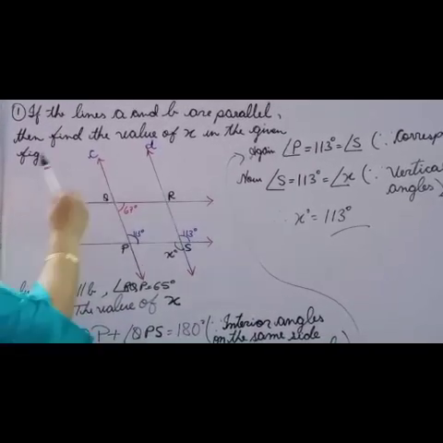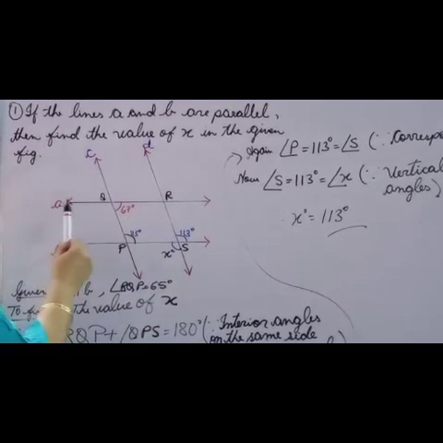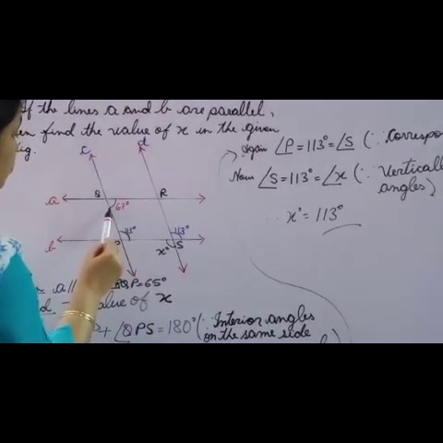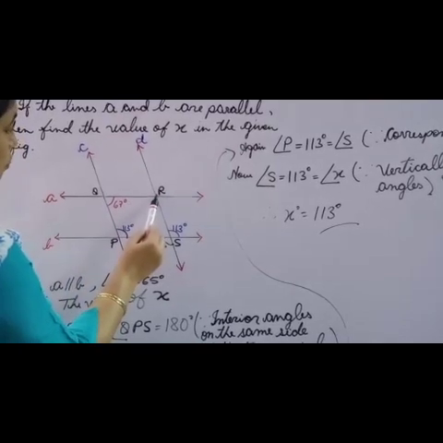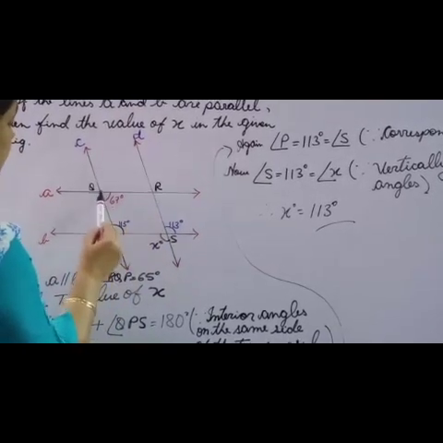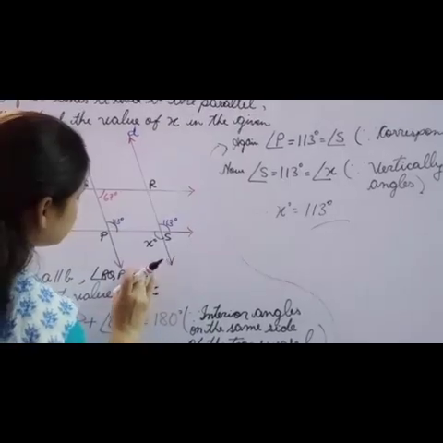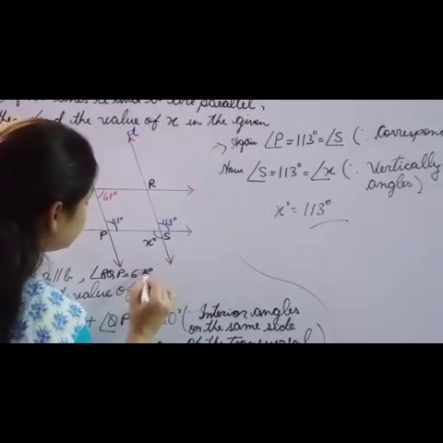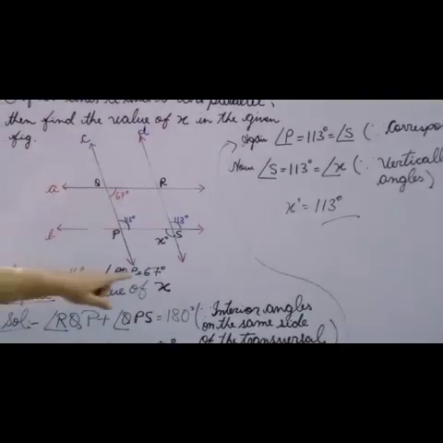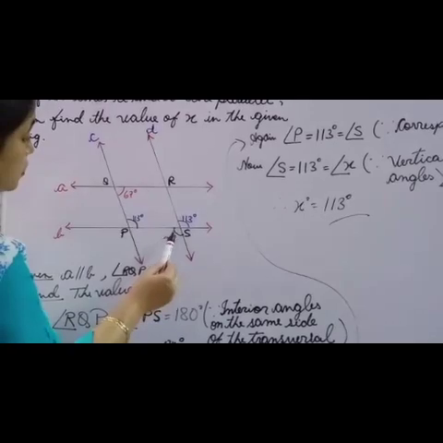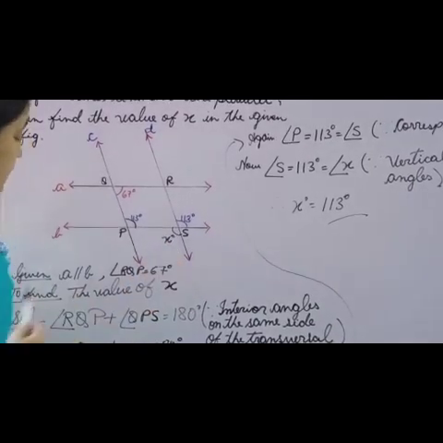Given. What is given first? We will write here: A is parallel to B, and this 67 degrees is already given to you in the question. Angle RQP is equal to 67 degrees. So this is already given in the question. Whatever is given I have written. You have to find the value of x. That means you are asked to find the value of this angle.